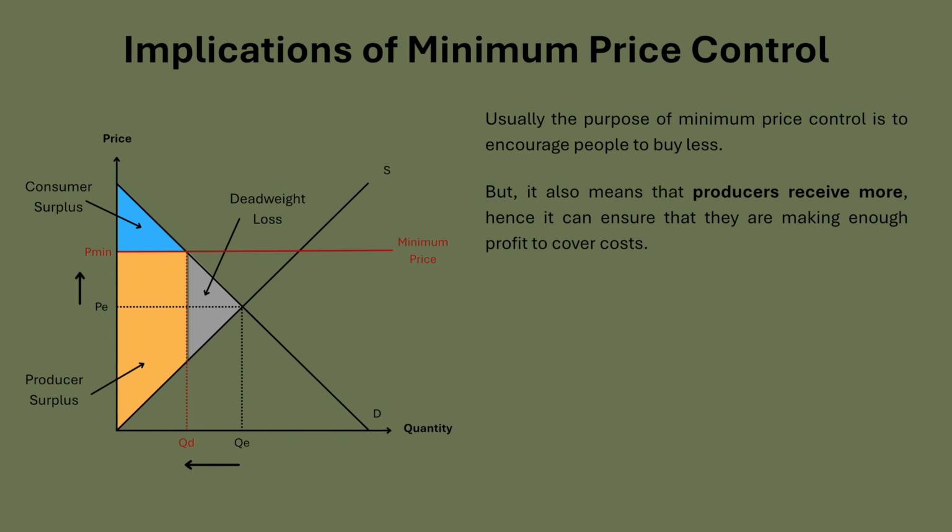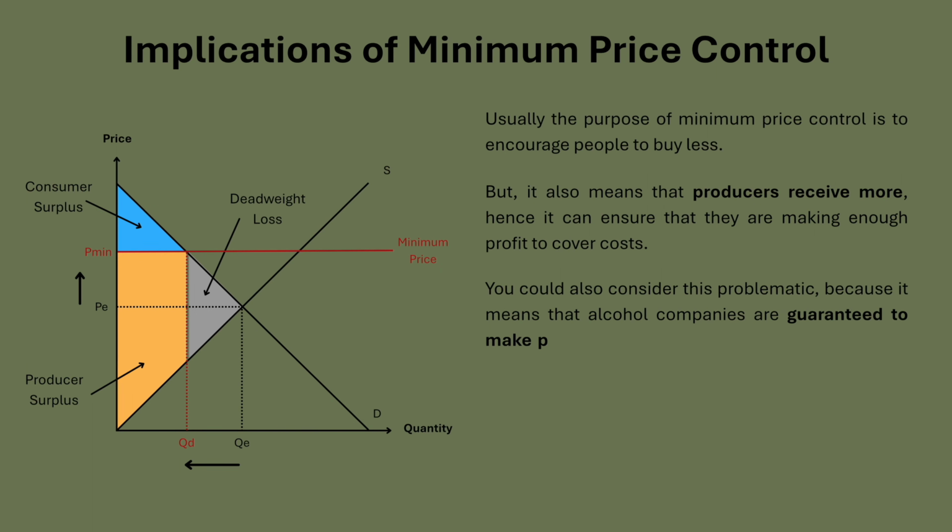You could also, though, consider this problematic for something like a minimum price on alcohol. It means that, yes, people are buying less, but also the producers of alcohol are benefiting more. The alcohol companies are guaranteed to make a profit because it's really expensive to buy alcohol under the minimum price.